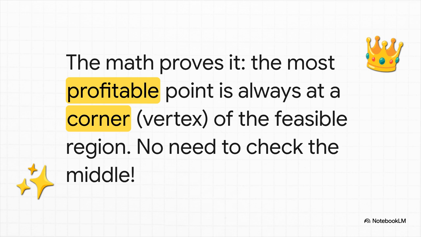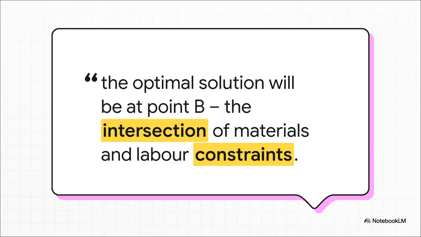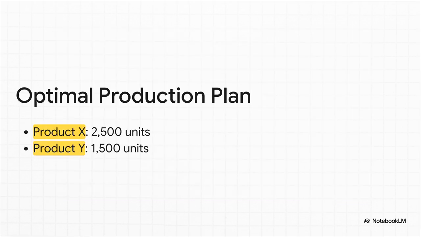We don't have to check any of the endless points in the middle, just the corners. And for our specific puzzle, that best, most profitable corner happens to be exactly where our two main limits, the material line and the labor line, cross paths. That's the sweet spot. It's the one point where we're perfectly balancing and maxing out both of our limited resources at the same time. So you do the math to find that exact point of intersection.